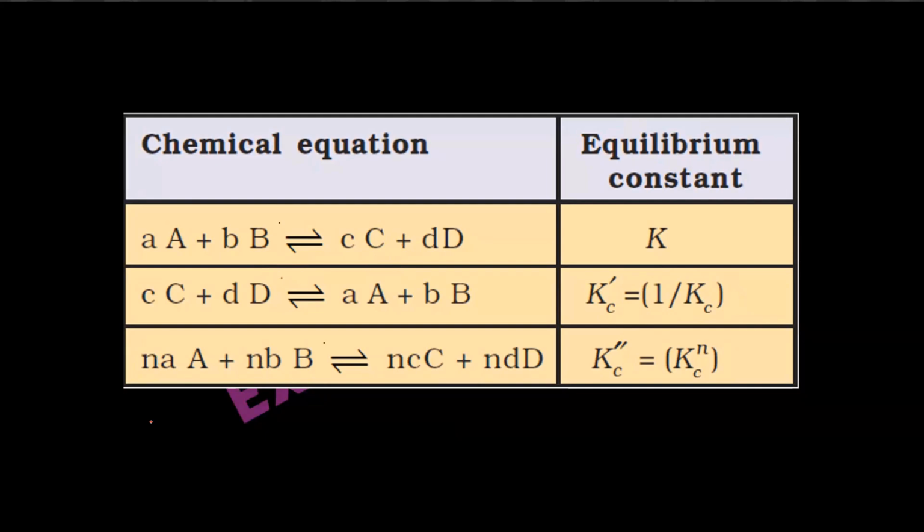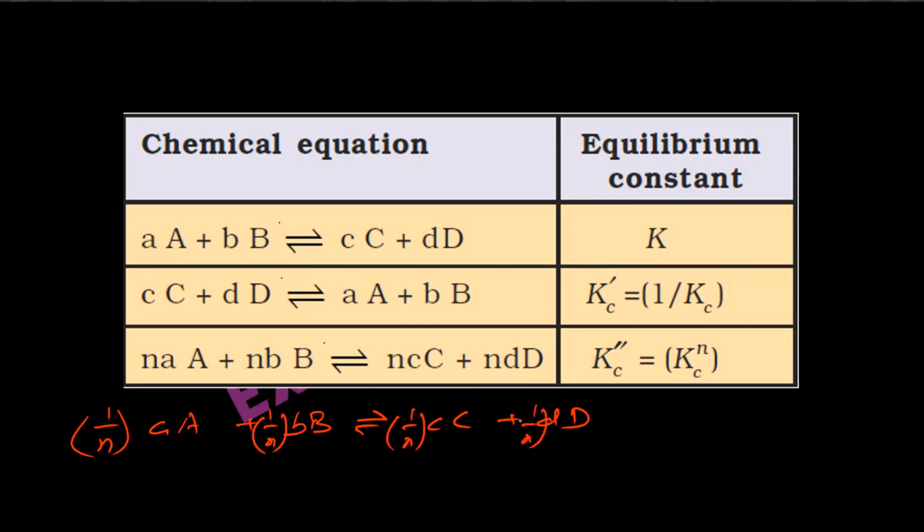If I say divide by n, it means what I am doing. This is the reaction. Divide by n means I am multiplying by 1 by n. So it means here n is actually 1 by n. So it will be Kc, say triple dash, Kc to the power 1 by n, because we are multiplying by the factor 1 by n. So 1 by n will be in the power. So division is actually multiplication by the factor.